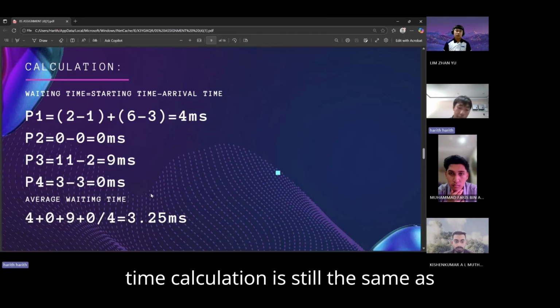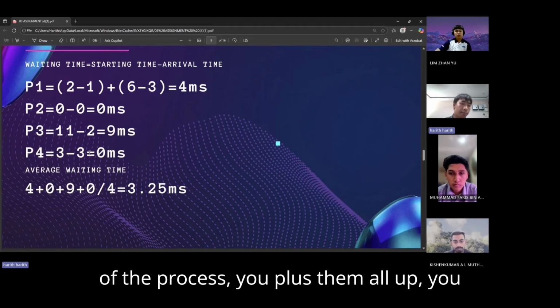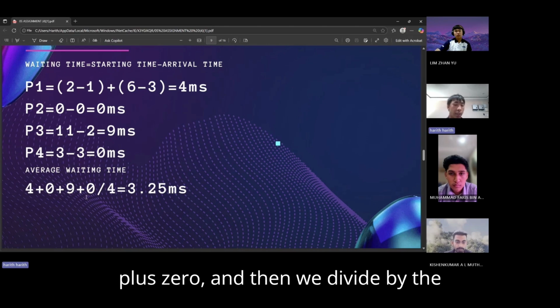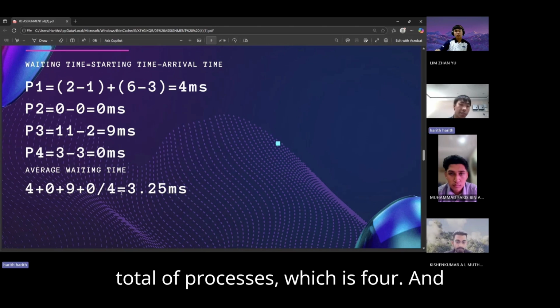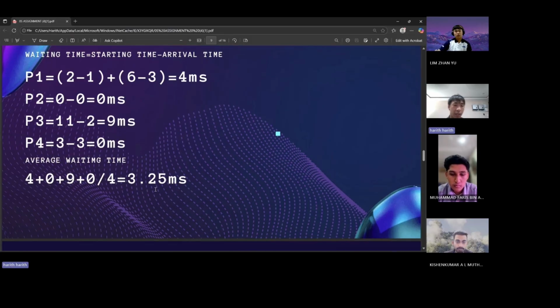The average waiting time calculation is still the same as well, which is you add all of the processes, you plus them all up, you combine them. 4 plus 4 plus 9 plus 0, and then we divide by the total of processes, which is 4. And then we will get 3.25 ms.